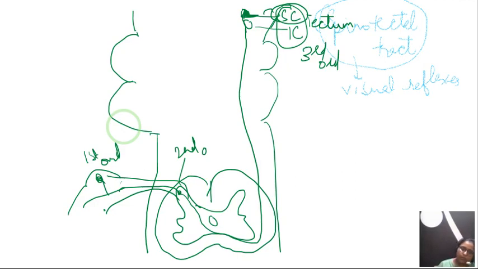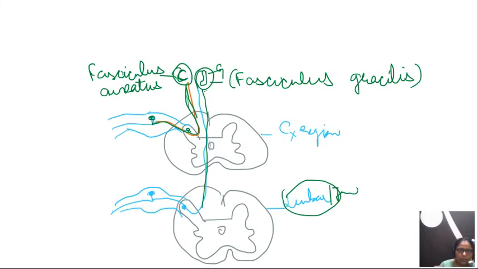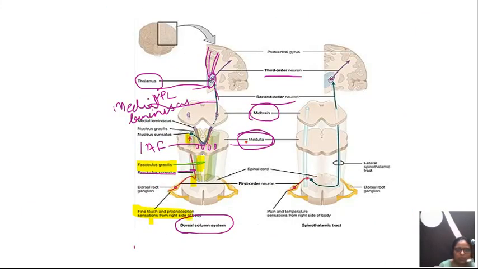For example, if we go to the previous slides where we have discussed the lateral spinothalamic tract, your pain and temperature. No, this one is not. For example, see here.